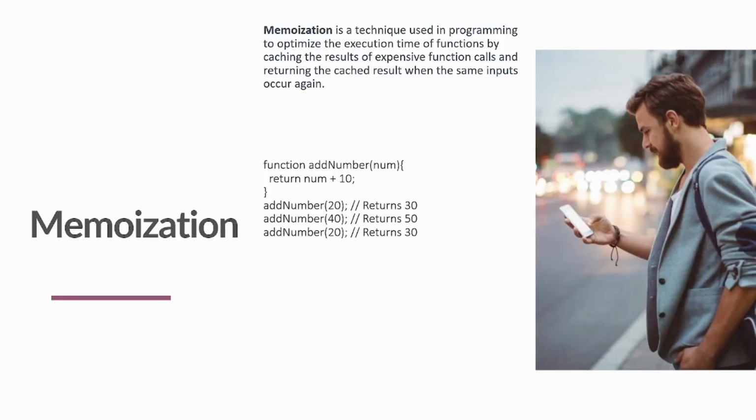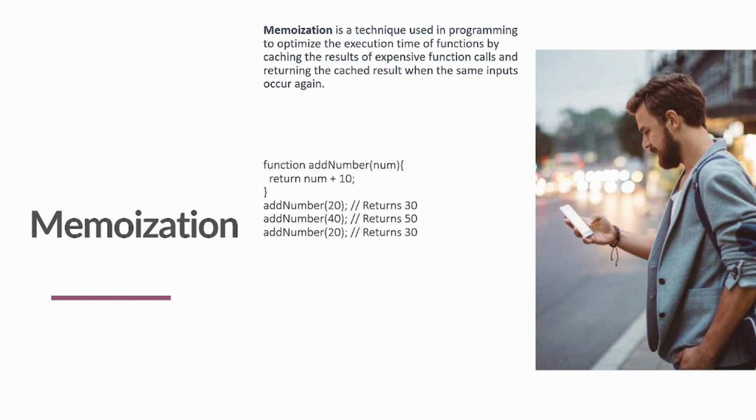Memoization is a technique used in programming to optimize the execution time of functions by caching the result of expensive function calls and returning the cached result when the same inputs occur again. The cached results are stored in memory, allowing subsequent calls with the same inputs to return the cached results instead of recomputing it. Here you can see the add number function, right?